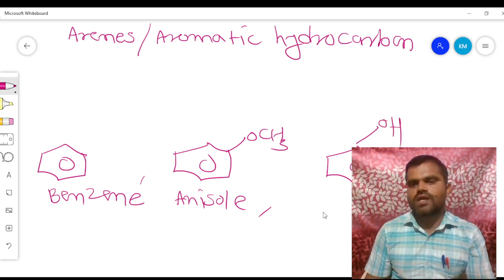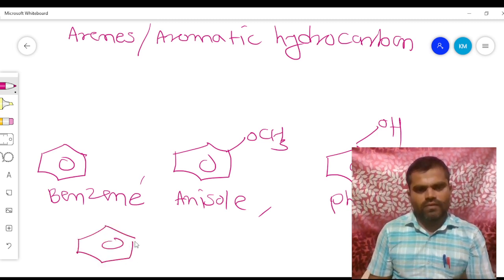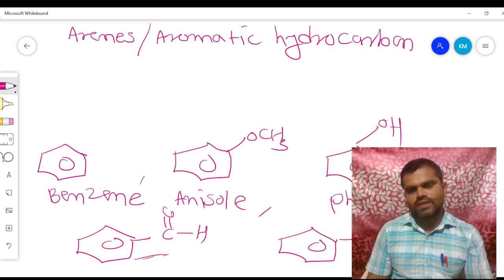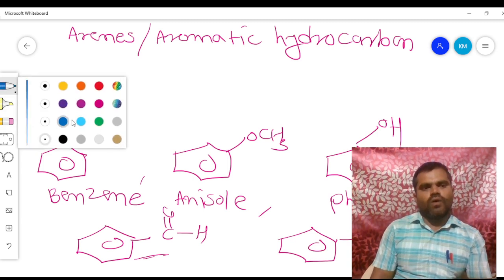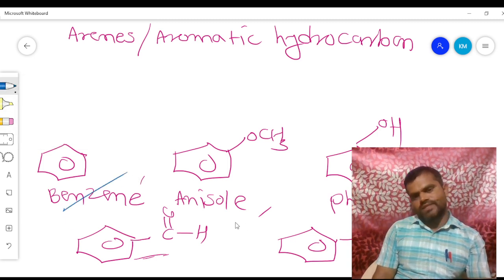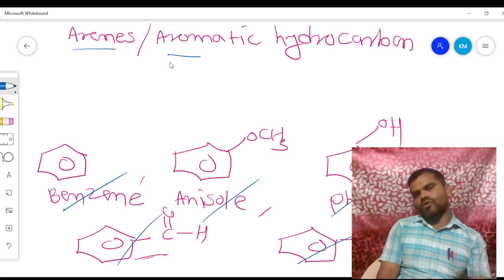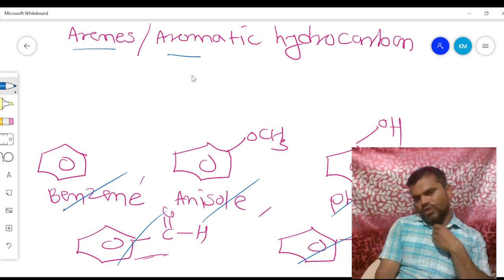What is the name of this compound? Phenol. Then next one is benzaldehyde, this is benzaldehyde. Then next one is benzoic acid. Benzene, anisole, phenol, benzaldehyde, then benzoic acid are the members of arenes, or we can say aromatic hydrocarbons.